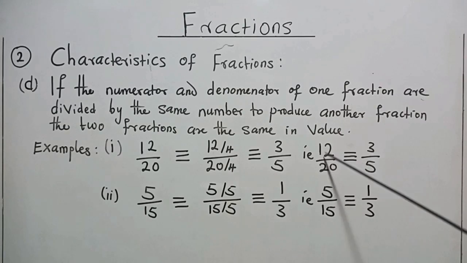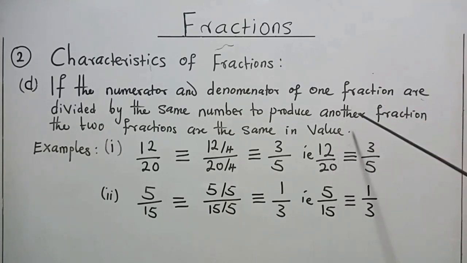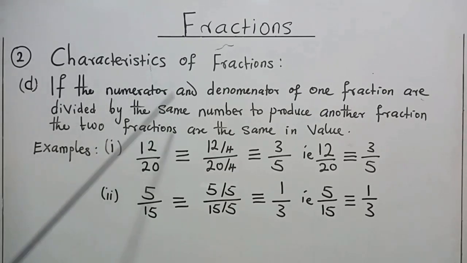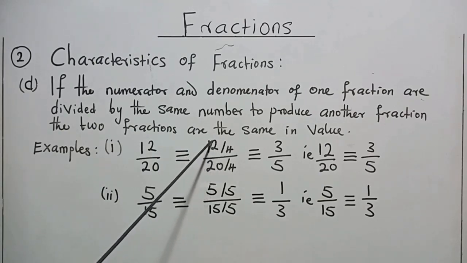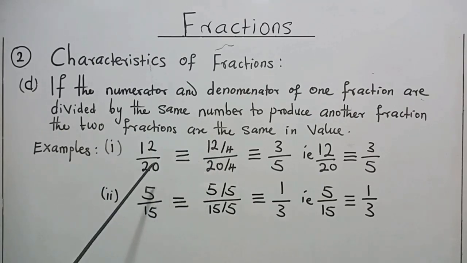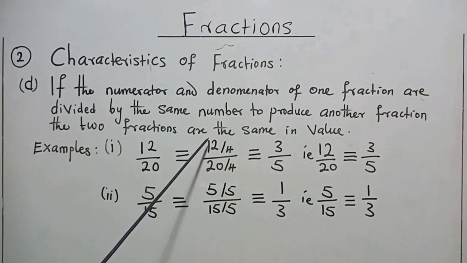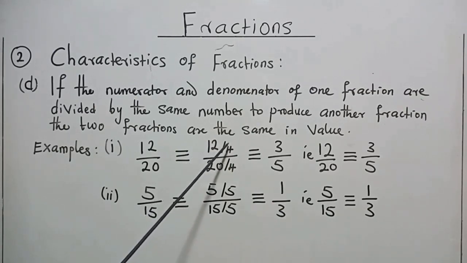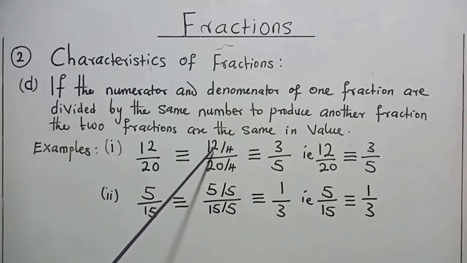Don't forget how this became this. Just by dividing 12 and 20 by a chosen number, that is 4, this 3 over 5 came to be. That does not mean that at all times we must choose a whole number like this to divide the two numbers with. It is just for convenience that we chose 4, a whole number that will divide 12 and 20.